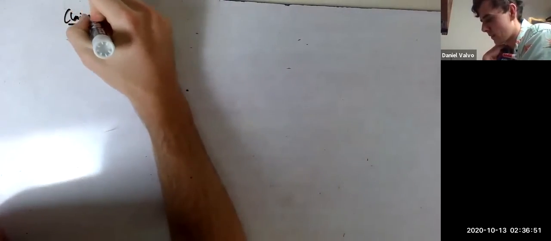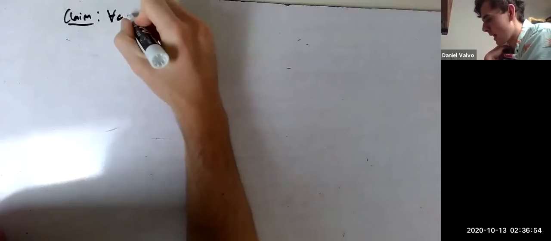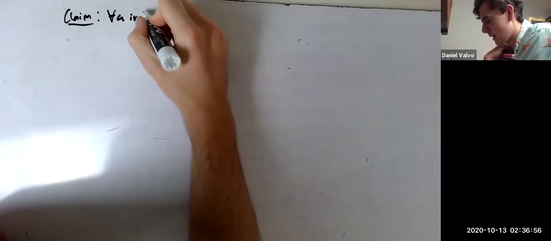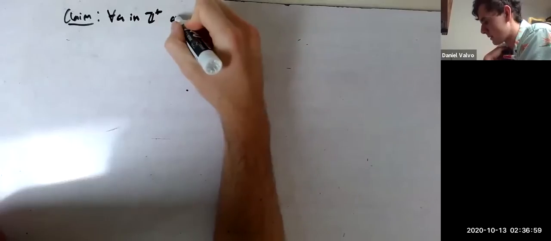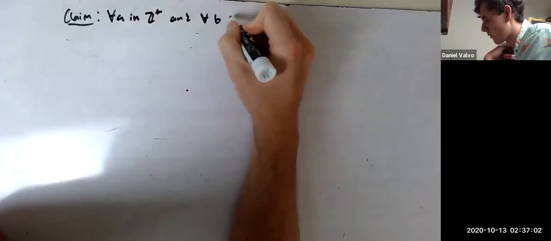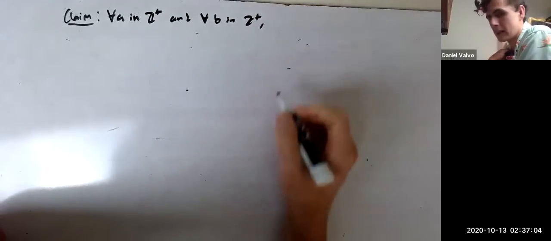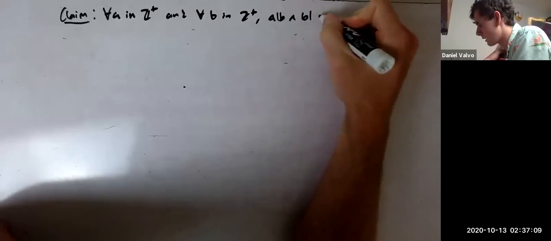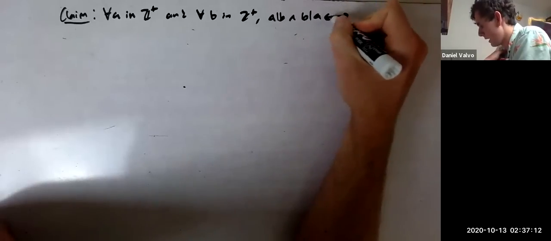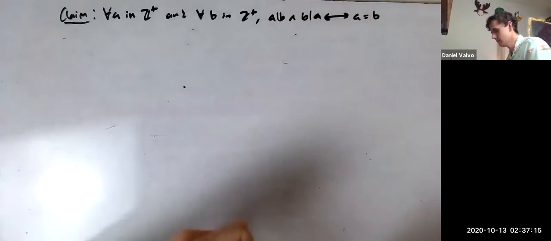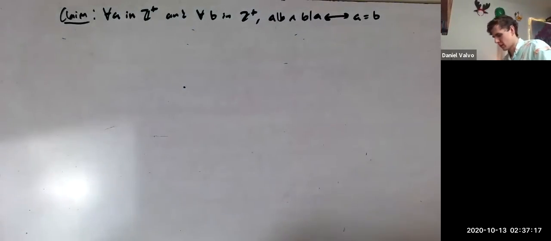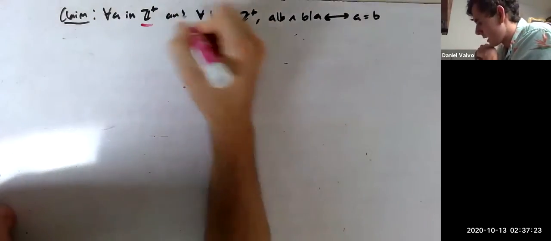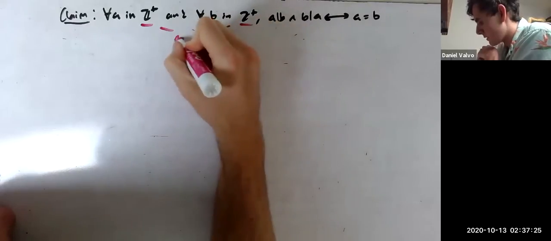Our claim is that for all A in Z plus and for all B in Z plus, A divides B and B divides A if and only if A equals B. So that's our claim, and by the way, we should note that Z plus, these are just positive integers.